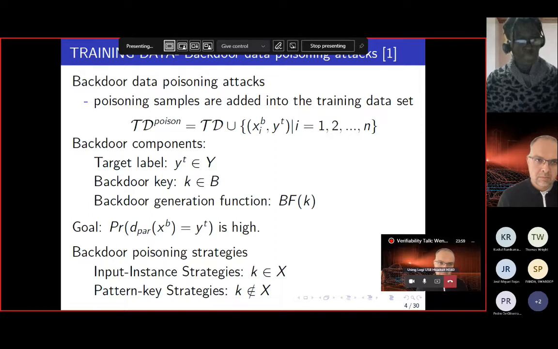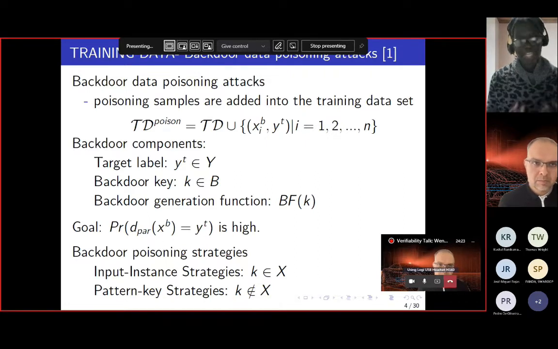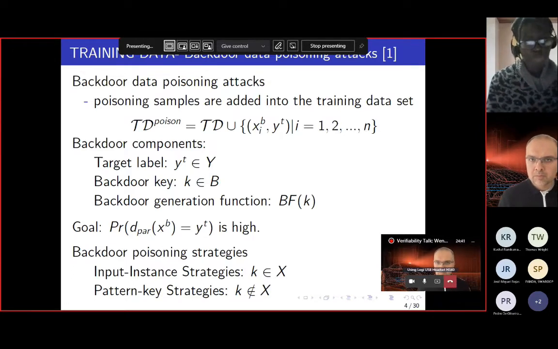In order to do this type of backdoor attack, there are components that are needed. One, you need a backdoor key. This is a key that is going to trigger the attack, and this key is in the key space, which is written as big B. Then you need a backdoor generating function. What this function does is generate the backdoor instances, which is XiB over here. And then you also need your target label, which you want your set of poisoned inputs to be classified as. So overall, the goal of this attack is to try to make the following probability high.